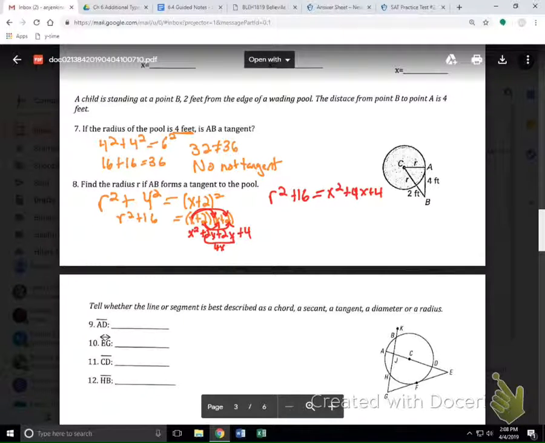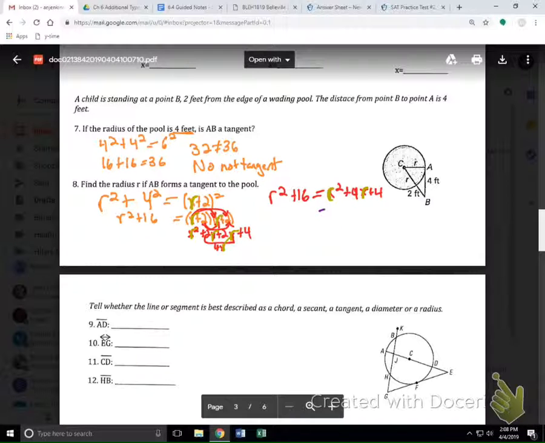Okay, so it says x, guys. I apologize. Those are supposed to be r's. All the x's should be r's. I just did it in terms of x, and it should have been in terms of r.